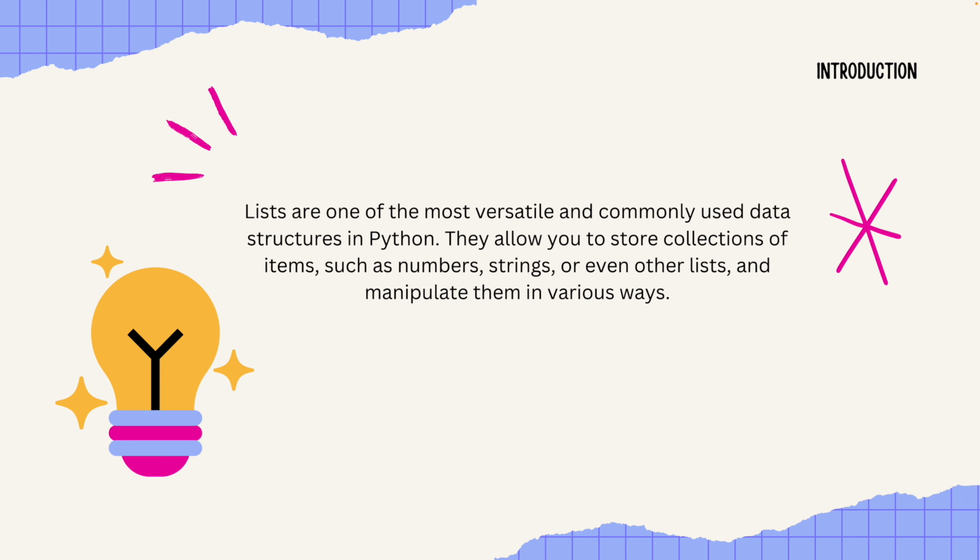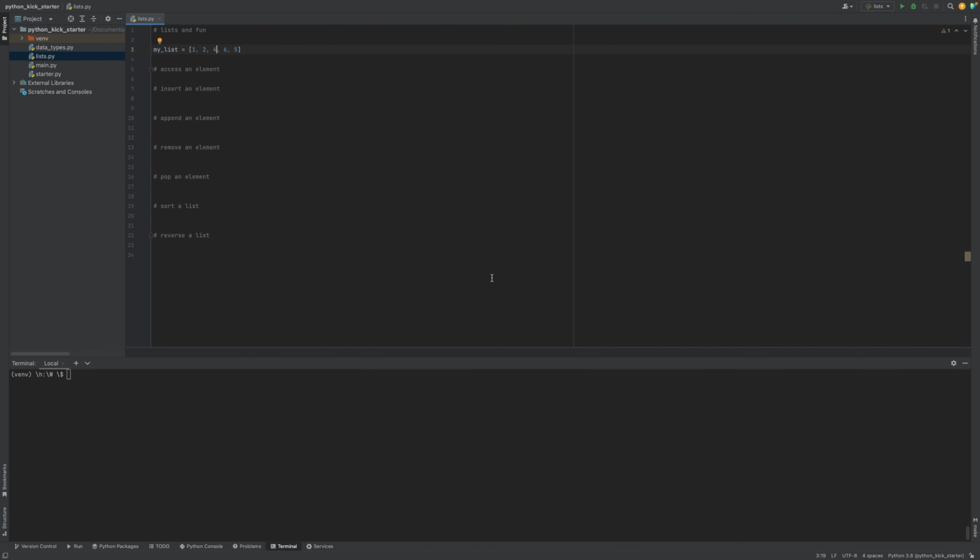and let's start coding. Let's start with a new file. I have named it list.py, and I have also created a variable called mylist, and I have assigned it 1, 2, 4, 6, 5. So basically, when you create a list, it's done by enclosing comma separated values within square brackets, right? That's the basic syntax of creating a list.